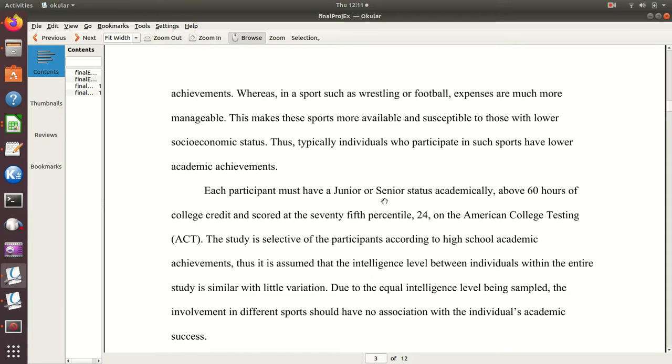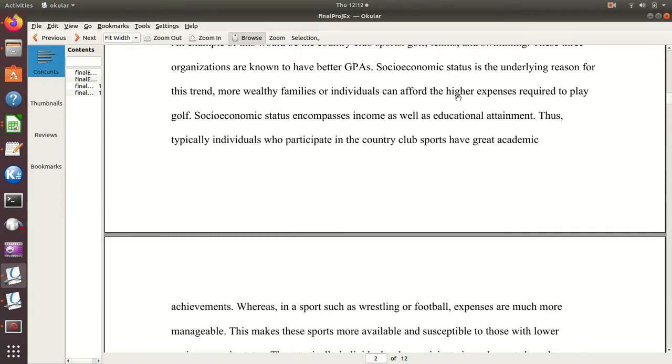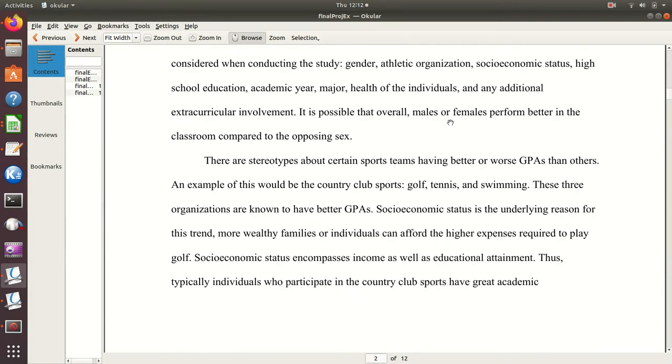And now here they're addressing the confounder of class, saying they're only going to look at juniors and seniors above 60 hours of college credit, and scored at the 75th percentile on the ACT or higher. Okay, and now what are they doing there? They go on to explain that those were confounders, and they could do a little better job tying them in, but those are confounders they mentioned somewhere up here.